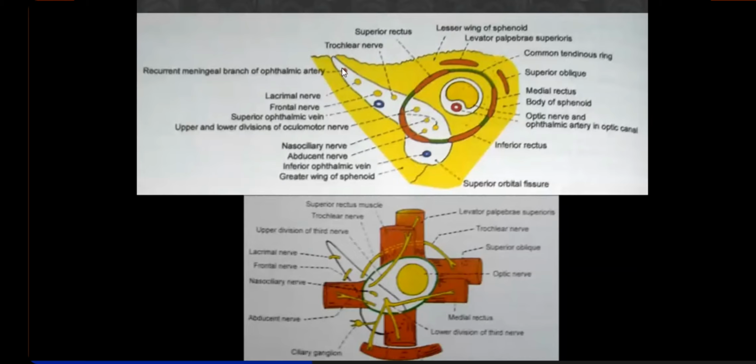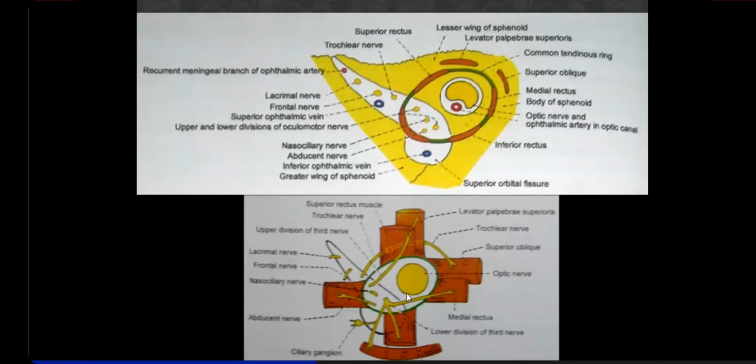And don't forget about this artery. This also I told you when I was teaching you about the blood supply of the meninges. So this is our artery, a branch from the lacrimal artery, which is a branch of the ophthalmic artery. It has a recurrent course from the orbit. It is going back into the middle cranial fossa to supply the meninges, the dura there. So that's why it's a recurrent meningeal branch of the ophthalmic artery. More appropriately, it's a branch from the lacrimal artery. So that was about how it enters.